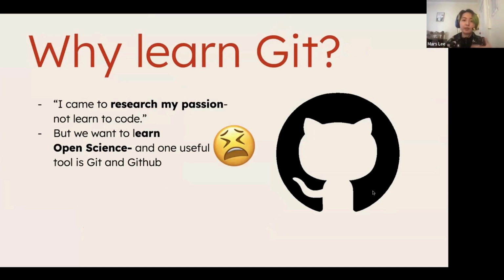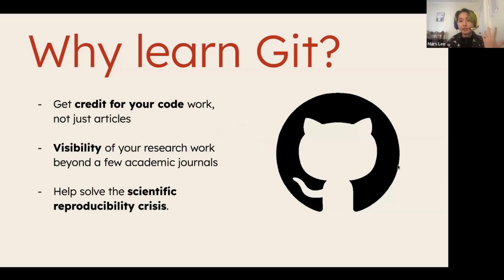For a lot of us, we came into researching this because it's our passion, and this is a place that we could share our passion and study it more. We didn't necessarily come here to code, but we are here to learn open science, and one really useful tool to open science is Git and GitHub. And so learning Git is worthwhile because it gives you credit for your code, your work, in the same way as for your articles. It's visibility of your research work beyond the few academic journals of publish or perish. And you're doing your part to help solve the scientific reproducibility crisis.